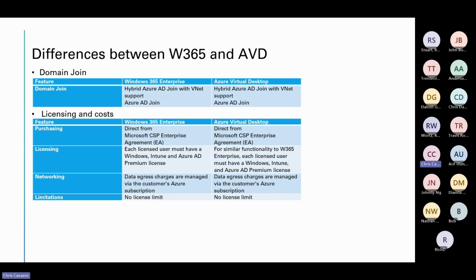Licensing, really the biggest difference here is that each licensed user for Windows 365 Enterprise has to have a Windows 365 Enterprise license, as well as Intune and Azure AD or Entra ID premium license. For AVD, you don't have to have that Windows 365 license, but you have to have a Windows 10 or Windows 11 Enterprise license, which you have with your E3, E5, F3, F5, all those types of licensing packages that you get from Microsoft.